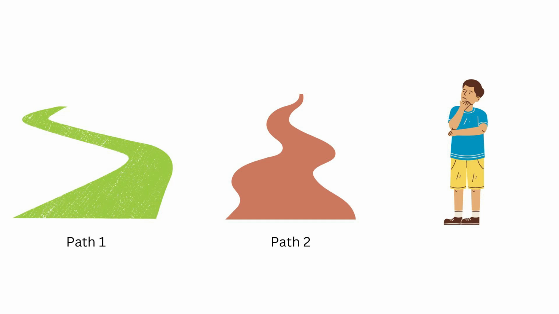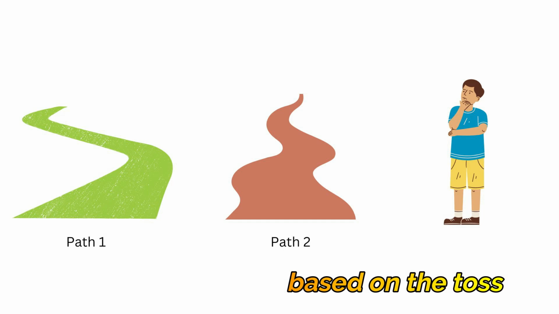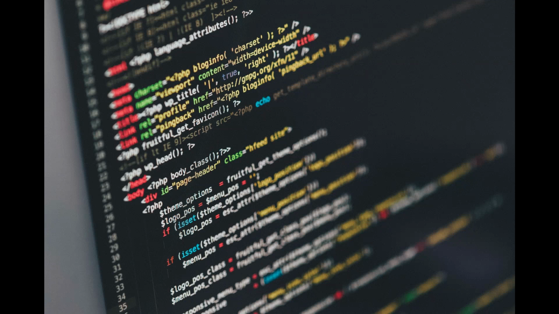Here the path selection is based on the coin toss. If it is heads, he goes through path 1. If it is tails, he goes through path 2. In programming also, we use conditional statements to run a particular block of code. Now we will go to our favorite code editor and we will code this logic.